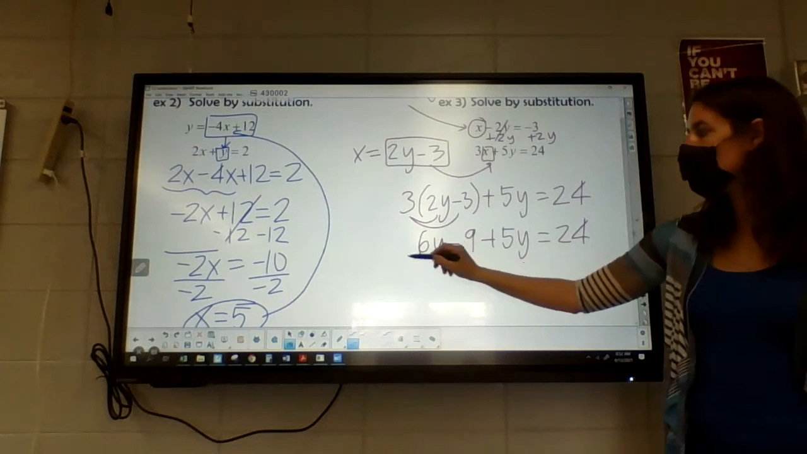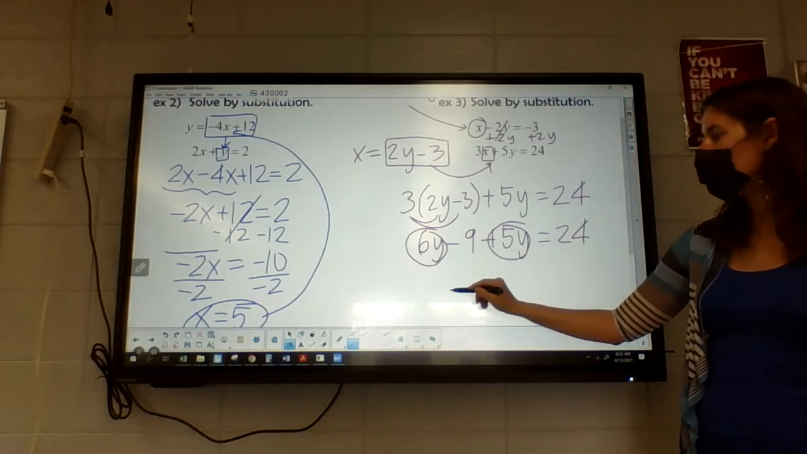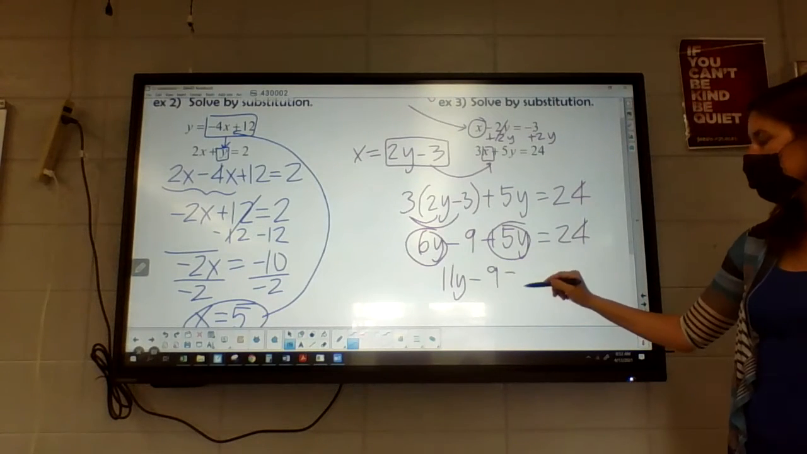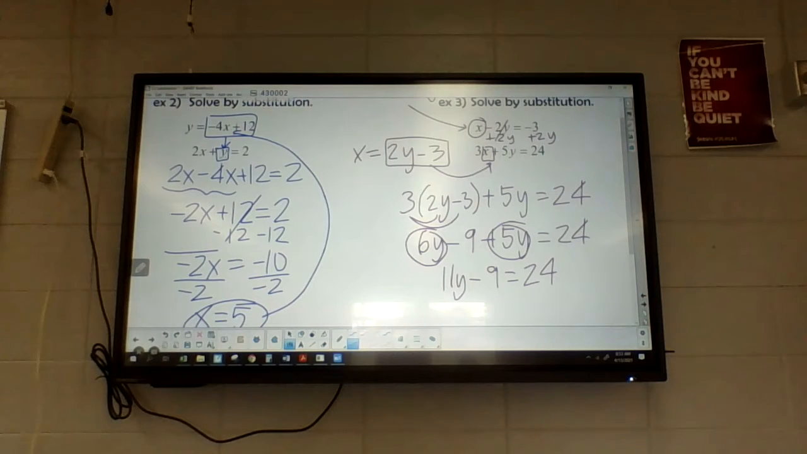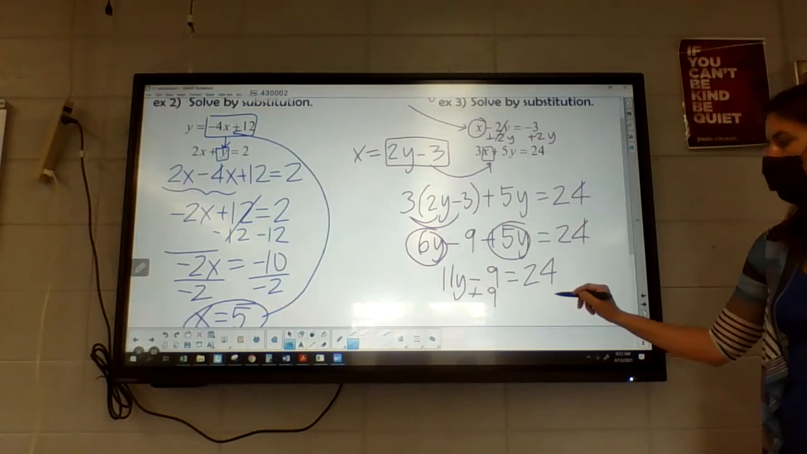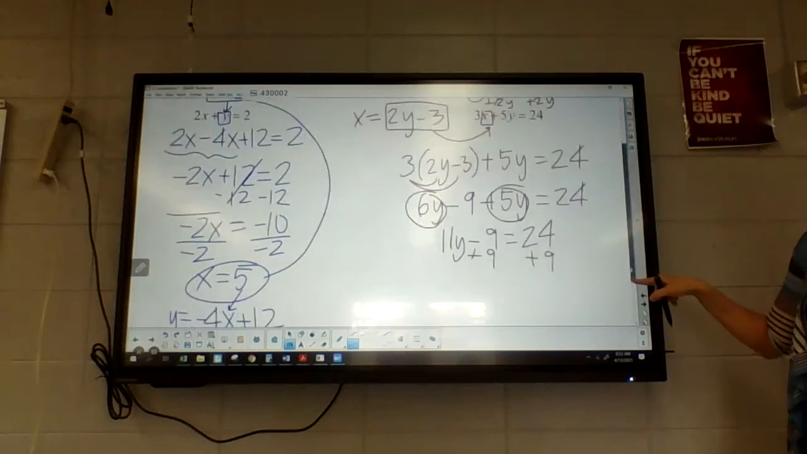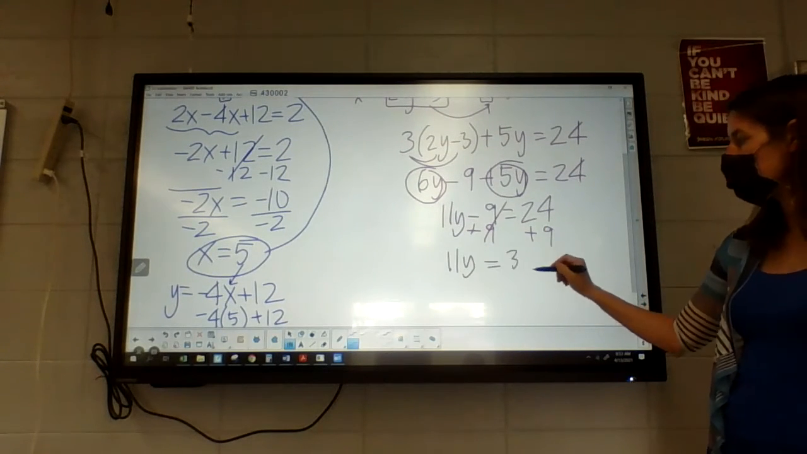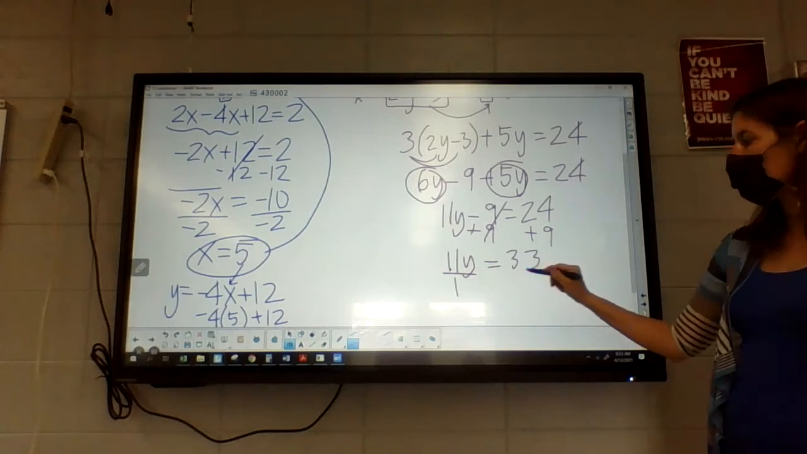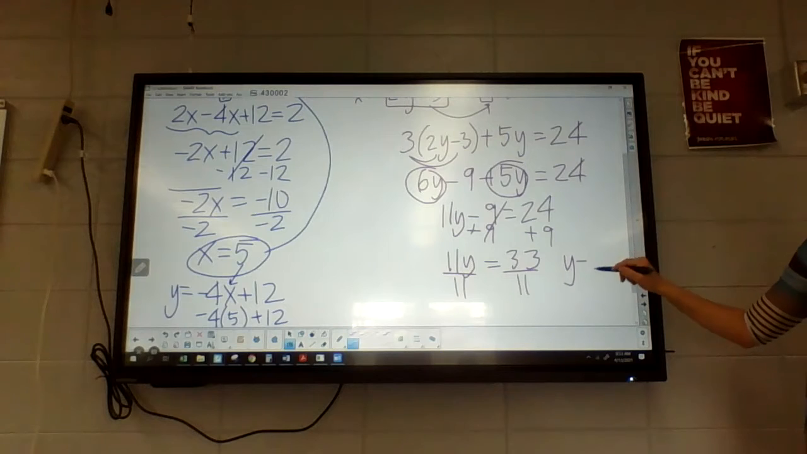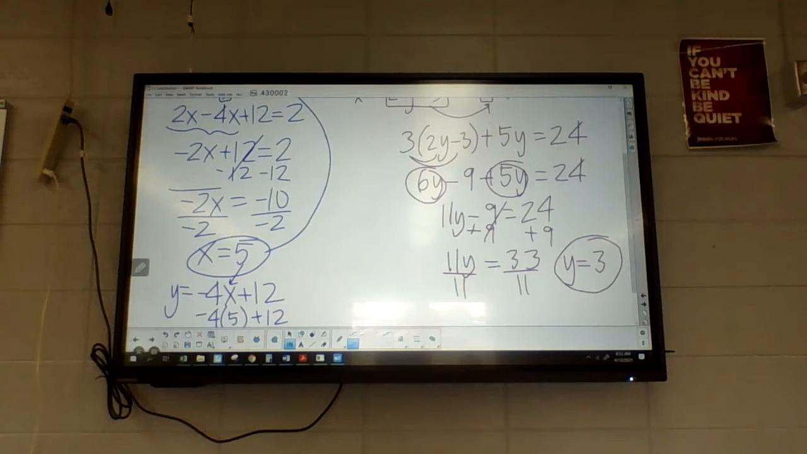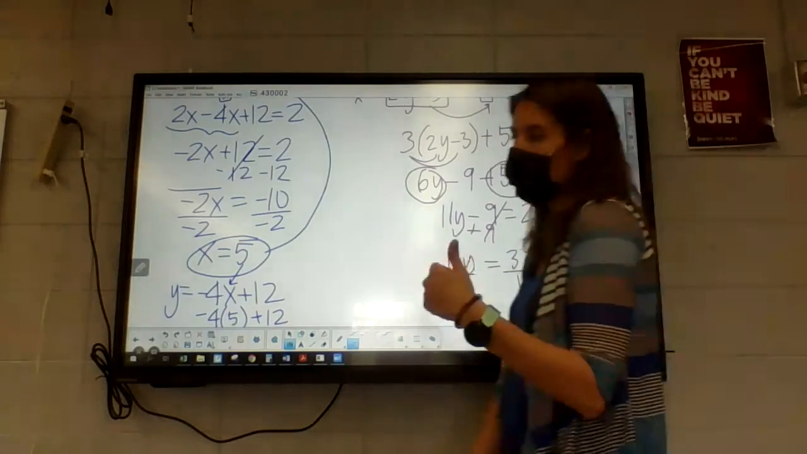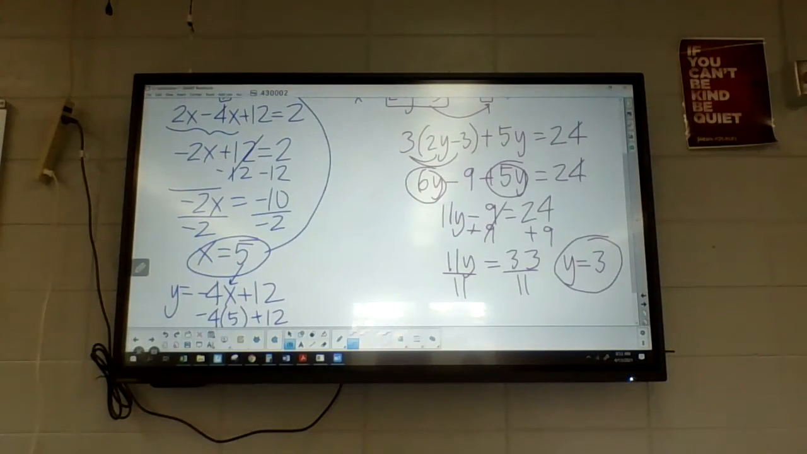I can combine my terms, so this 6y and the 5y is 11y. So I'm going to get y alone, I'm going to move that 9 over. And I end up finding out y is 3. Which is what you got. So again, if you want to avoid decimals, it helps, but you don't have to do it that way. It's okay if you don't.